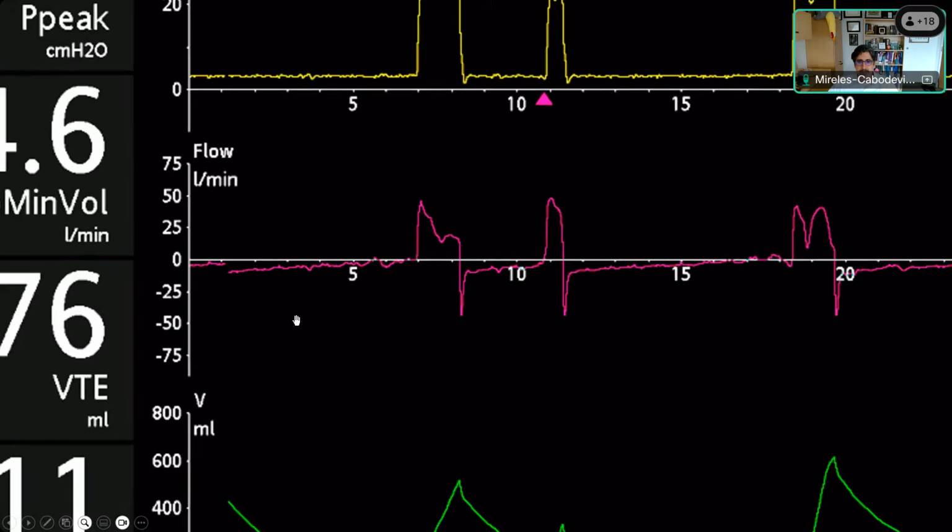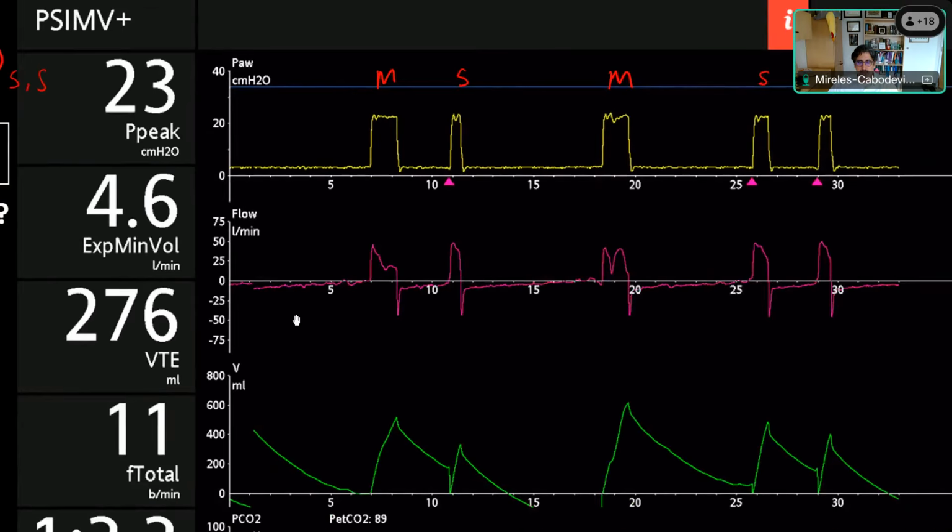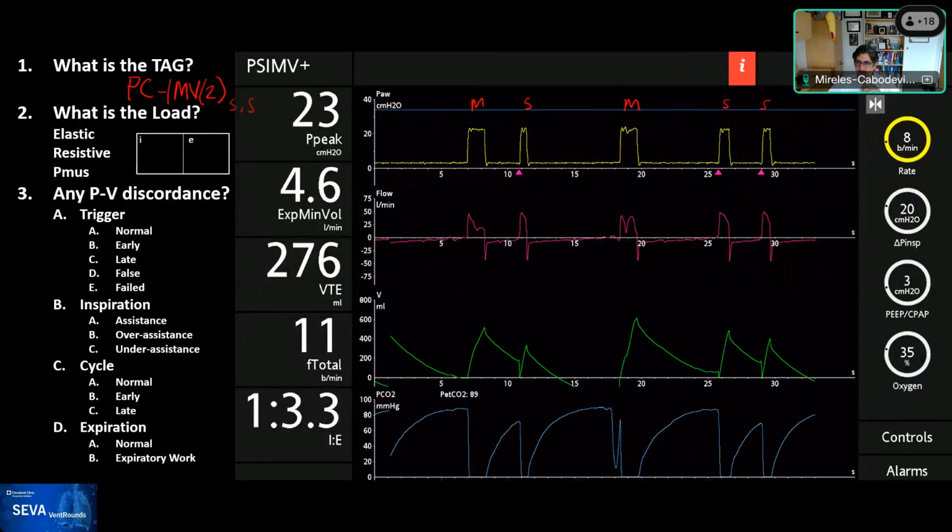So what is the load? All right, I start seeing loads coming through. Very good. So yes, Fernando, definitely during inspiration there is a resistive load. Well, during expiration, it's clear that there is a resistive load.